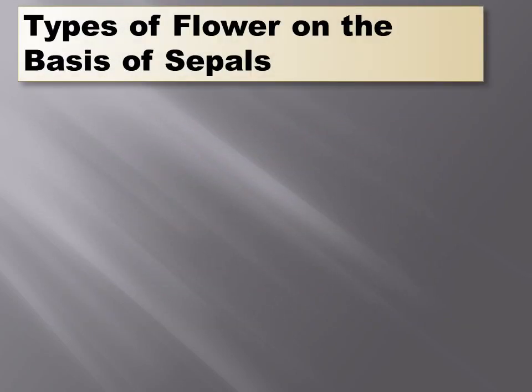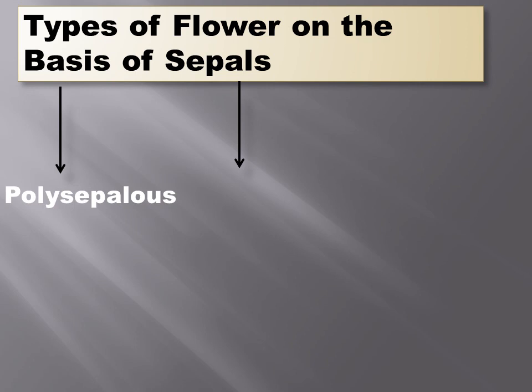Types of flowers on the basis of sepals. So we can also divide the flower on the basis of sepals into different categories. The first one is the polysepalous. Polysepalous is the flower when the sepals are free. The second is gamosepalous. When the sepals are united, they are called the gamosepalous.